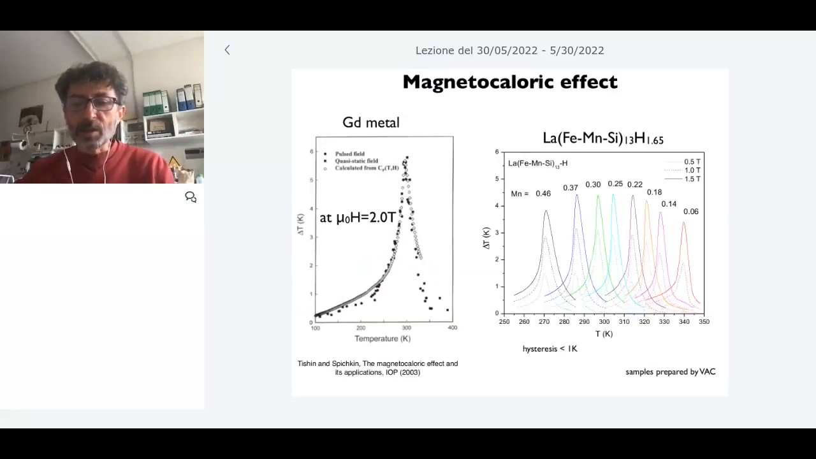Okay, and this is just my last slide to show a comparison of one of the recent materials, lanthanum iron silicon, and the gadolinium one. And with this, I can stop here.